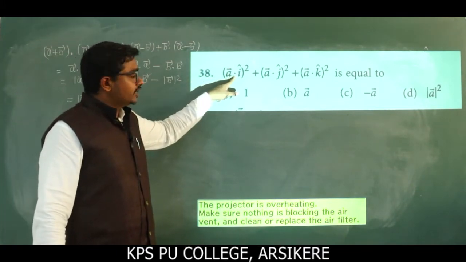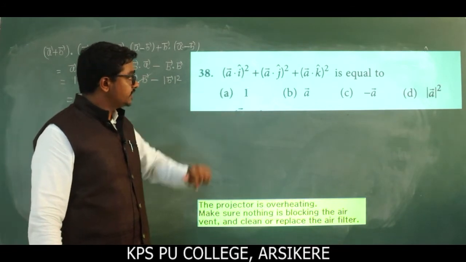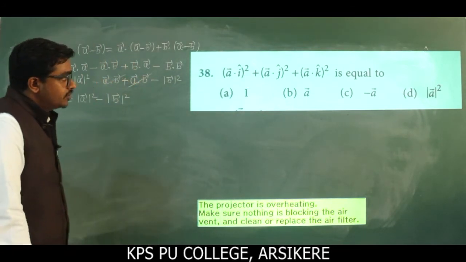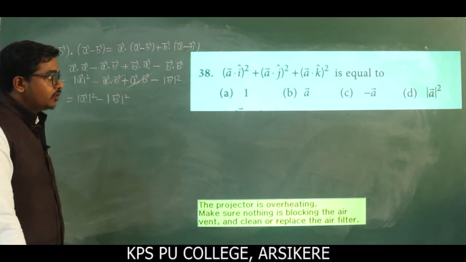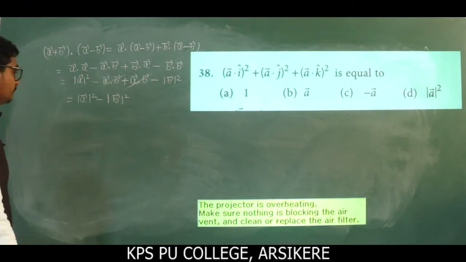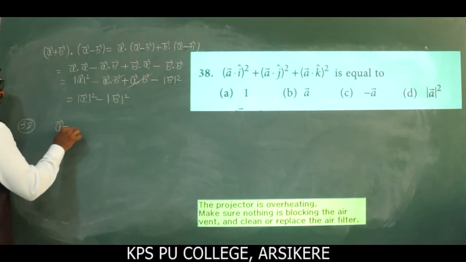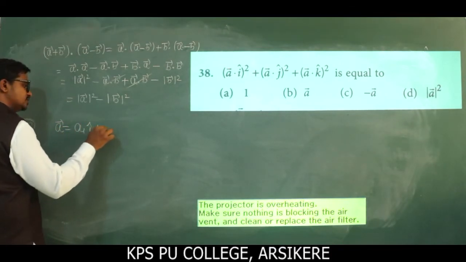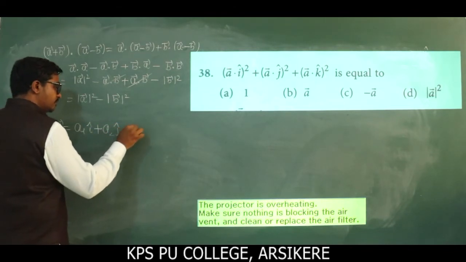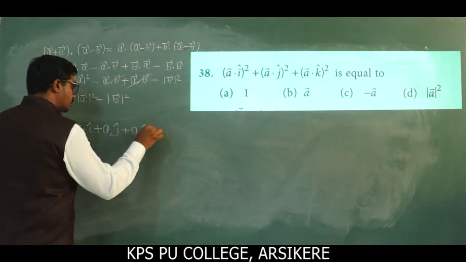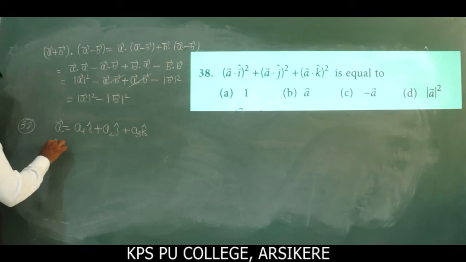Vector A dot I cap whole square plus vector A dot j cap whole square plus vector A dot k cap whole square is equal to. Next, question number 38. Here, vector A is a1 into I cap plus a2 into j cap plus a3 into k cap. So I take vector A dot I cap.